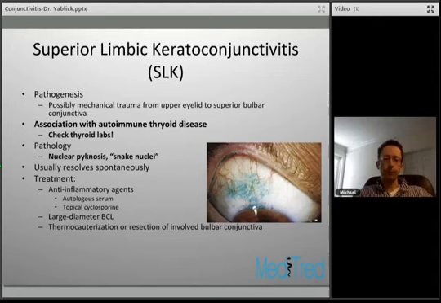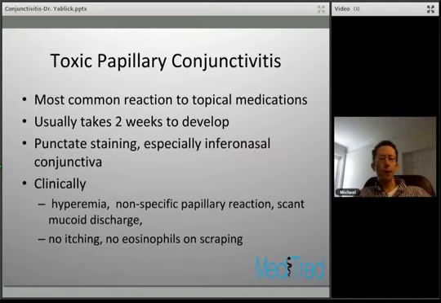Toxic papillary conjunctivitis is another condition to be aware of. It's actually the most common reaction that you can have to topical medications. It usually takes about 2 weeks on a specific drop to develop. It's characterized by punctate staining, especially in the inferonasal conjunctiva, and that's basically where these medications tend to pool. So you put the drop in, and then it will collect in their lower tear film, especially medially near their lacrimal drainage sites. Clinically, you're going to have hyperemia of the conjunctiva.